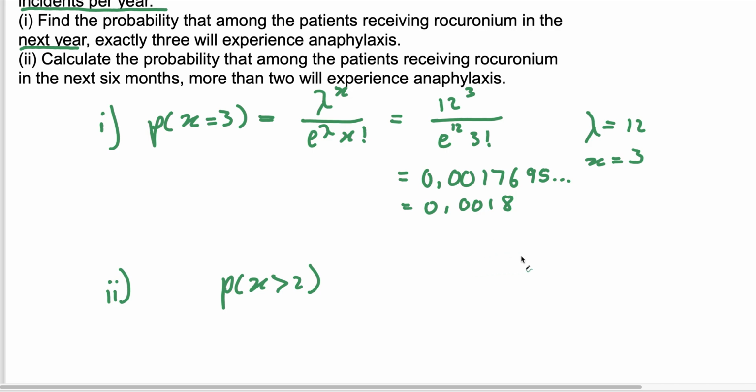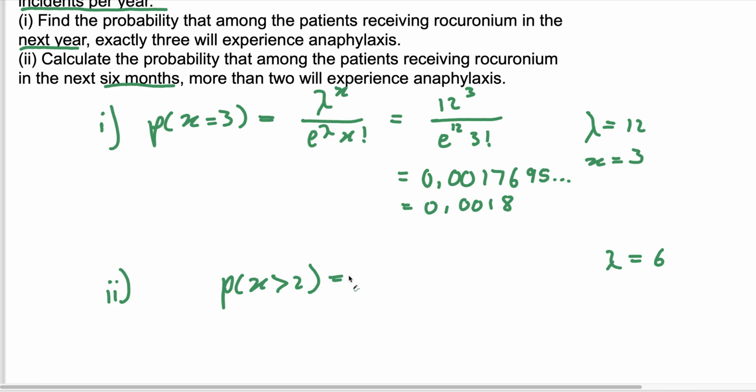And now note that your lambda changed because it was 12. Now it's 6 because you're looking at 6 months, which is half of the full year. So lambda is basically divided by 2. So that's your mean. So your mean will be basically 6 at this moment. But your x now, you're looking at varying x values.